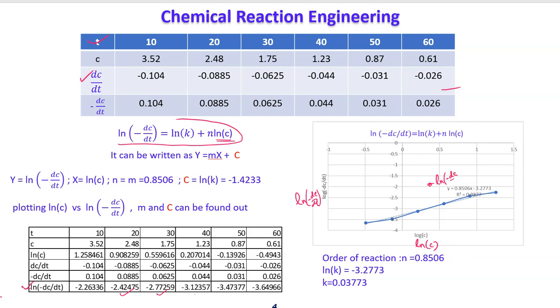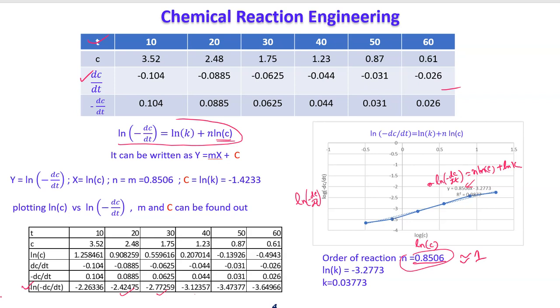So ln of minus dCA/dt is equal to n ln C plus ln k. So n is nothing but 0.8506, and that is the order of the equation. It is nearly equal to 1, but sometimes in a polymerization reaction, n can be a fraction. So n is equal to 0.8506, and the intercept is minus 3.2773, so that is ln k. ln k is equal to minus 3.2773.